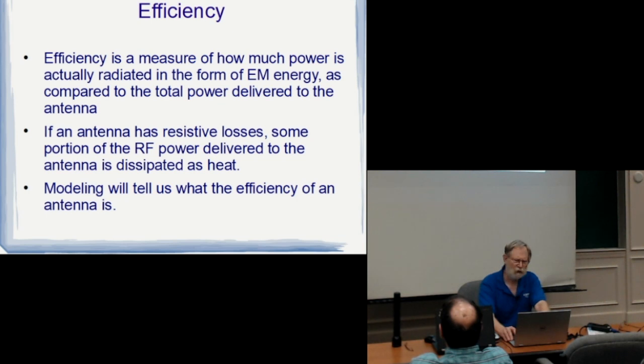Efficiency. As I said before, efficiency is a measure of how much of the power is actually radiated in the form of electromagnetic energy as compared to the total power delivered to the antenna. So if the antenna has resistive losses, some portion of the RF power delivered to the antenna is going to be dissipated as heat. And depending on the design of the antenna, the resistive losses can be a significant part of the whole picture. You can actually have an antenna that you may be delivering 1,500 watts to, but it's not really turning that all into 1,500 watts worth of RF.